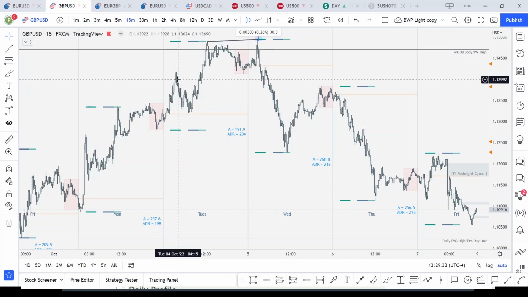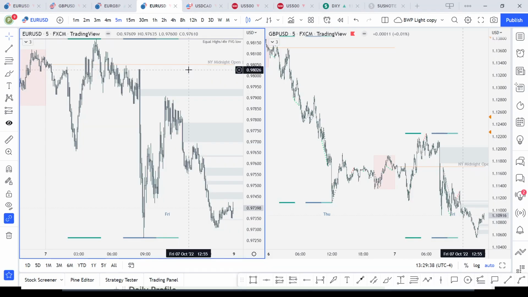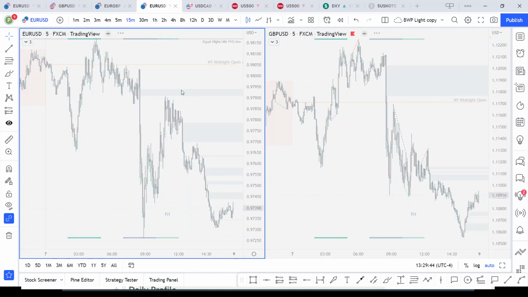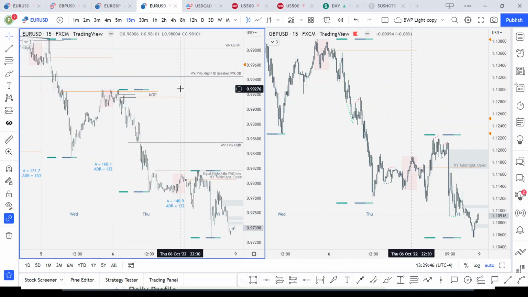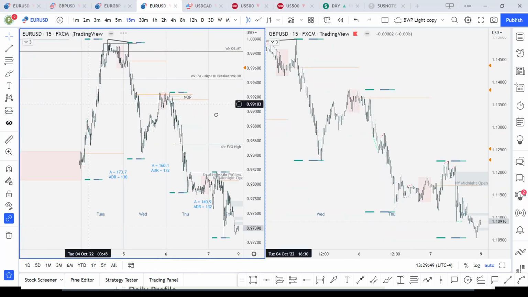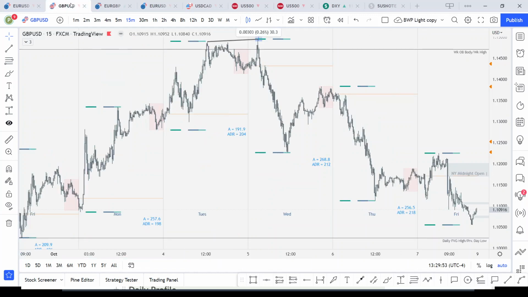So I'll be comparing EU and GU. I'll be looking to see if there is SMT divergence, but there wasn't on Tuesday. So I wait. The next thing, you wait till Tuesday price action has concluded.